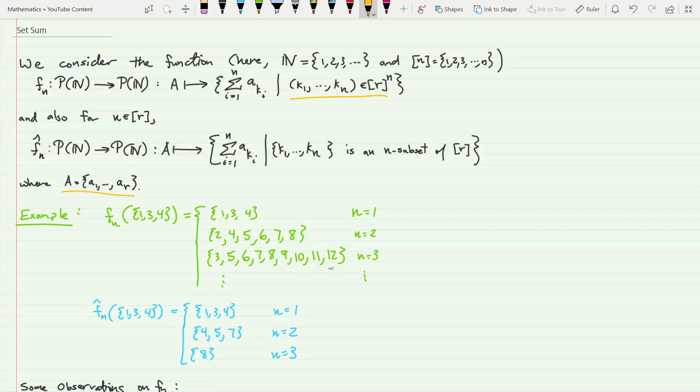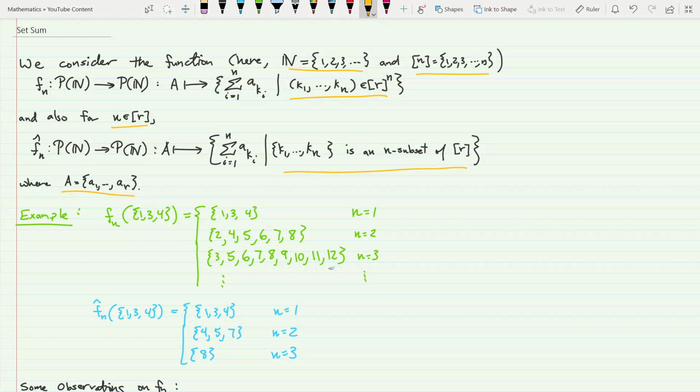Again, I should mention the natural numbers for me are the set 1, 2, 3, etc., so positive integers. And I also use this notation bracket n for just the positive integers from 1 to n. In this first case, little n can range through all natural numbers. In the second case, it only makes sense for n ranging from 1 to r, where r is the size of the set A, the cardinality, I mean.